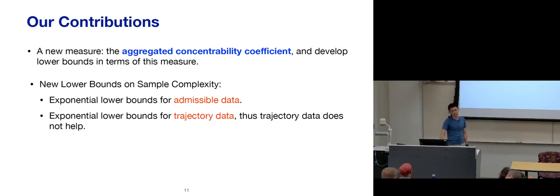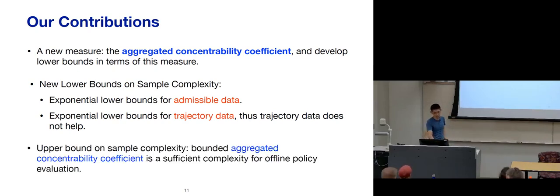That means the trajectory data doesn't add too much to the offline policy evaluation problem. And finally, we present an upper bound on the sample complexity, showing that if the aggregated coverability coefficient is bounded, then polynomial sample complexity is achievable for offline policy evaluation. Yeah. So, any questions so far?